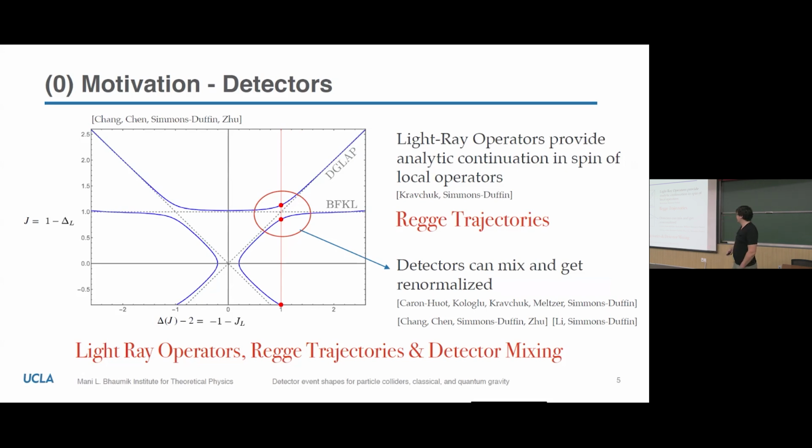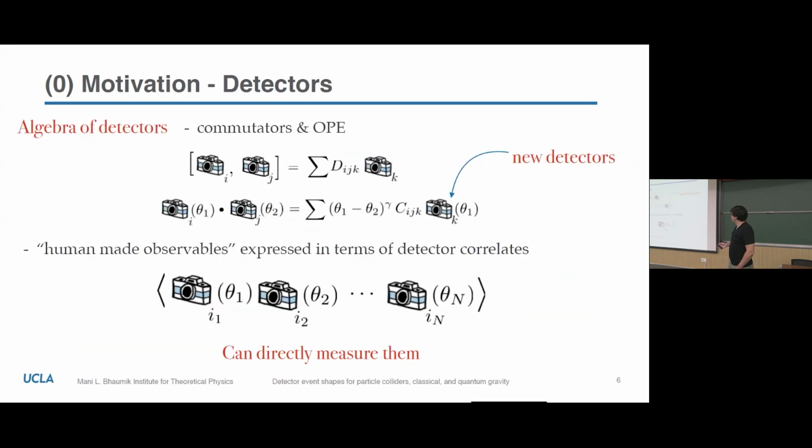There's operator mixing, and so on and so forth. We heard about some of these things in the course of this conference. These detector operators can also mix and get renormalized. And so in that sense, there's very much an analogy to what you're familiar with from local operators to these light ray operators.